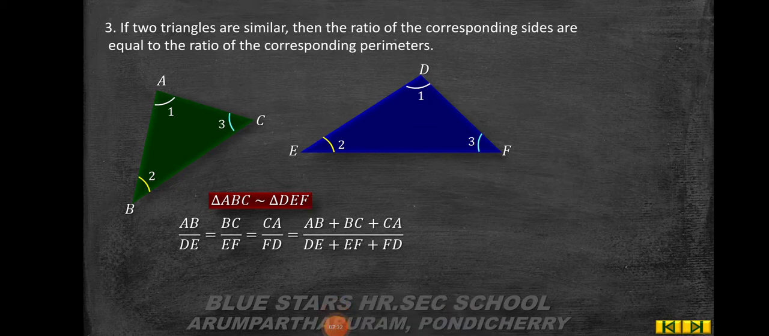So we know here we have two triangles ABC and DEF. In this, A and D are angle 1, B and E are angle 2, C and F are angle 3. So triangle ABC is similar to triangle DEF. So AB by DE is equal to BC by EF is equal to CA by FD, which is equal to AB plus BC plus CA by DE plus EF plus FD.